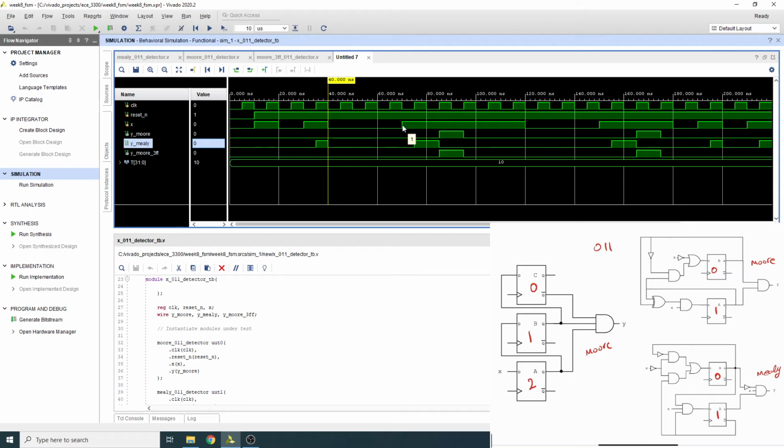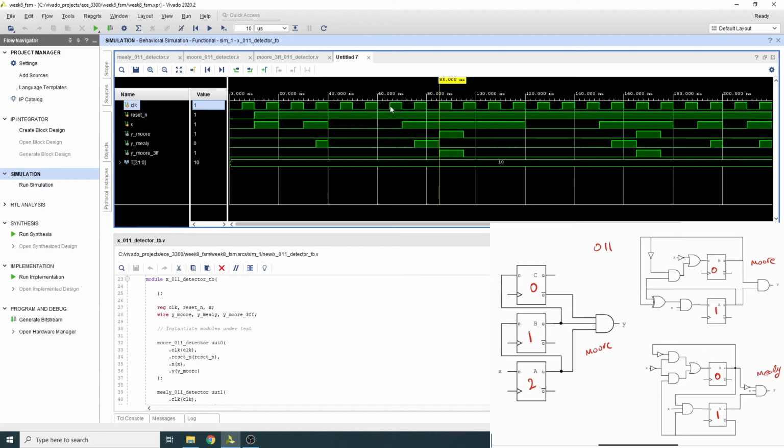You will see that this X in here, the active edge of the clock happened to be here. That's a 0 followed by a 1. And then it stayed at 1 afterwards. So what you can see is the Mealy output in here is at 1. However, the Moore output is usually delayed by 1 clock cycle. So that's the main difference and main distinction between a Mealy and a Moore machine.